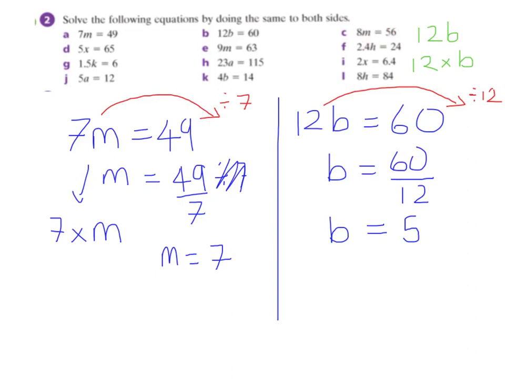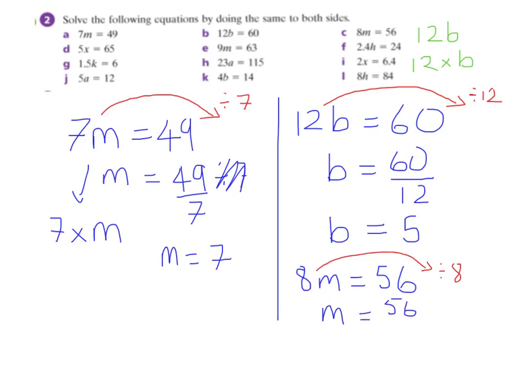So if I was to do the next one, if I was going to do C, let's have a think of that. That's 8m equals 56. So what does the 8m mean? The 8m means 8 times m. So I think about that, that's 8 times m. So if it was times 8 on this side, it becomes divide by 8 on this side. I write my m, I get 56.